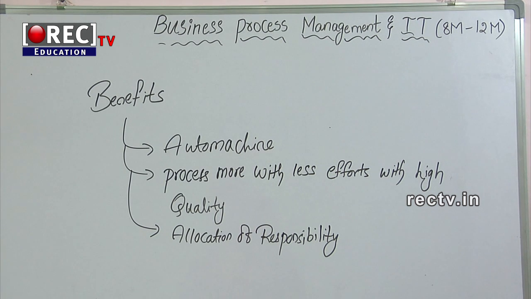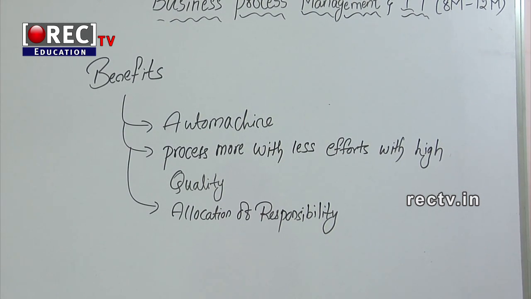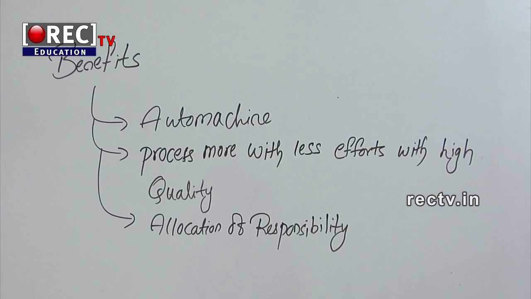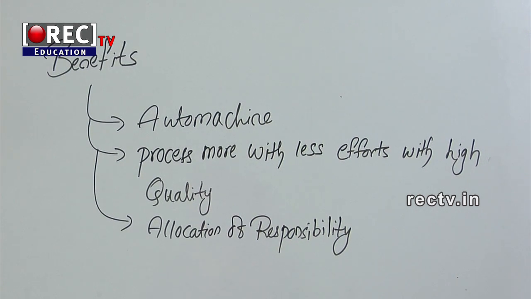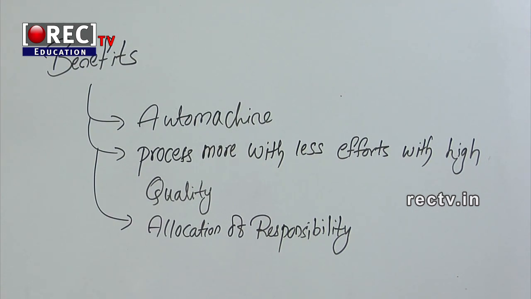Without seeing any IT material, we can frame the benefits we get from business process management using technology. Considering the example of MCA 21, we can frame 3 benefits. One is automation. After the introduction of MCA 21, everything is digitalized, so human effort will be very little. Everything will be mechanized. So one benefit of using technology in business process management is automation. And there will be a process with less effort and high quality. And there will be allocation of responsibility.